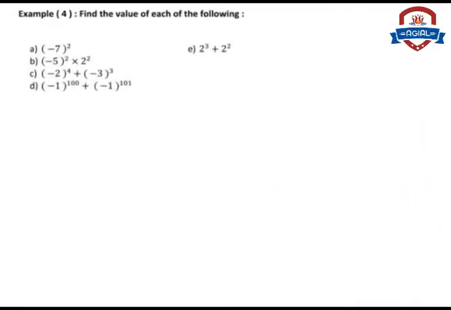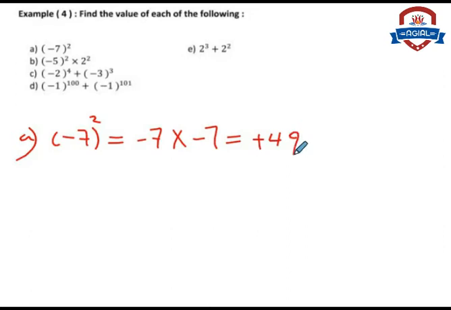Example number 4. Find the value of each of the following. Letter A, (-7) to the power of 2. Who can solve this? (-7) to the power of 2 equals negative 7 times negative 7. And negative times negative equals positive. 7 times 7 equals 49.